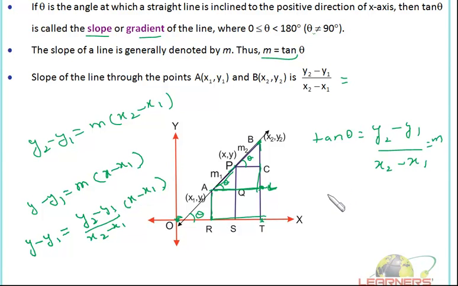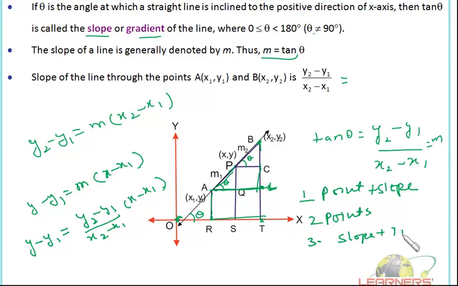Point slope form, 1-point form and 2-point form, right? So all the three are very important. We'll be using them while we'll be solving the problems, right? So if you know 1 point plus slope, then you can find out the equation of line. If you know 2 points, then also you can find out the equation of line. The third is if you know slope plus y-intercept, then also you can find the equation of the line. So there are three methods, right?